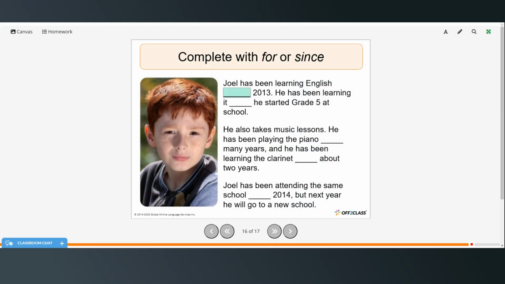Joel has been learning English since 2013. He has been learning it since he started grade 5 at school. He also takes music lessons. He has been playing the piano for many years and has been learning the clarinet for about 2 years. Joel has been attending the same school since 2014, but next year he will go to a new school.